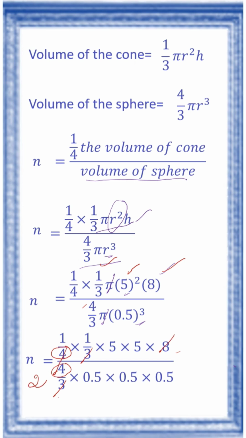Remember, this is 2. So now let us eliminate this 2 also. 2 fives are 10. Here 0.5, 10s are. Okay. Now 10 into 10, what is it? 100. So the number of lead shots is 100.